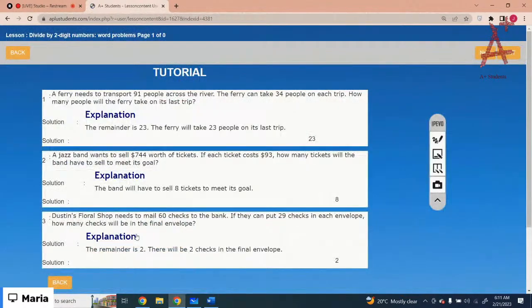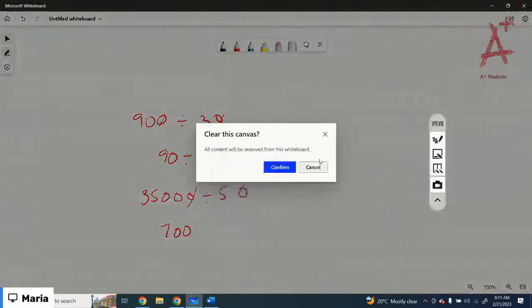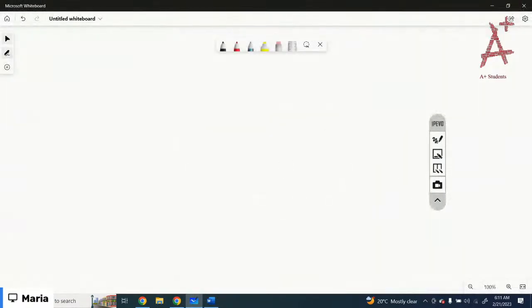Okay, a ferry needs to transport 91 people across a river. The ferry can take 34 people on a trip. How many people will the ferry take on its last trip? So the total people are 91 and the ferry takes 34 each time. So 91 divided by 34. Got it?